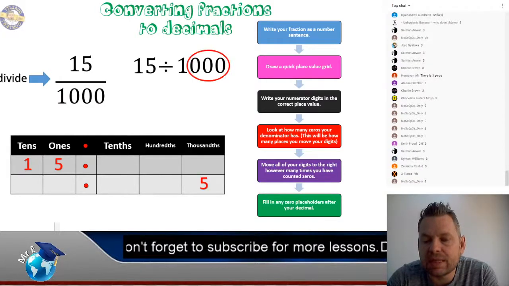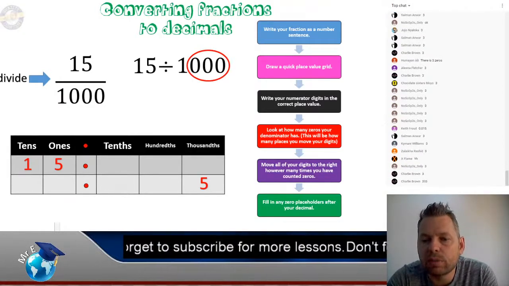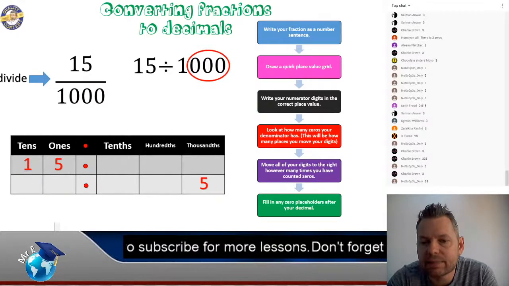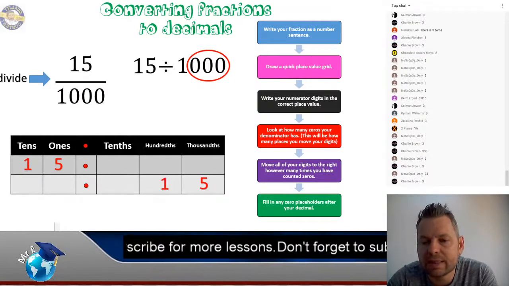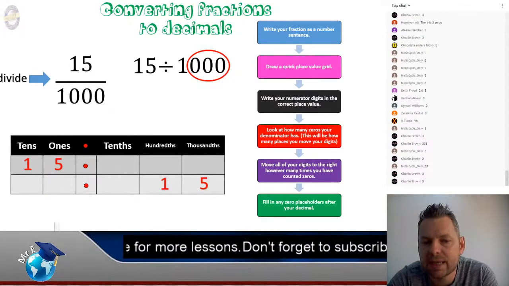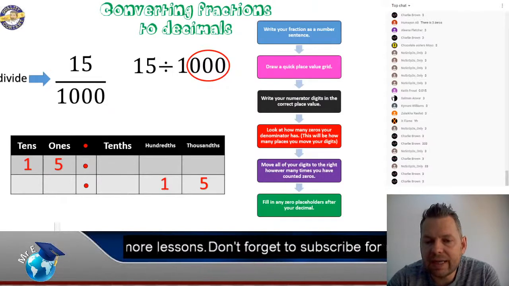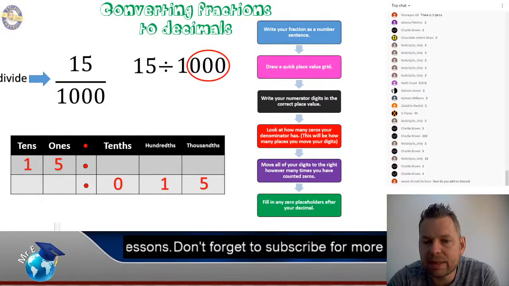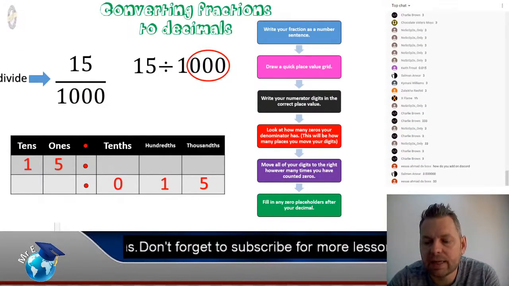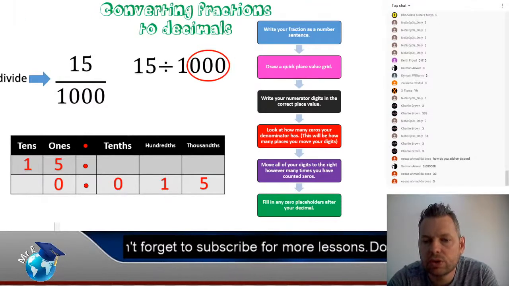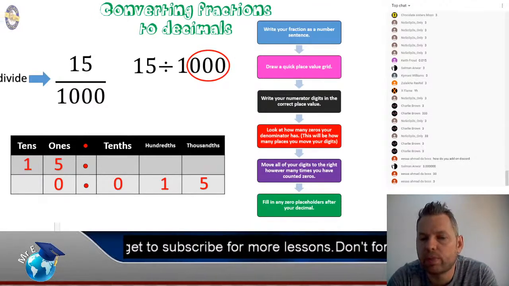Yep, so we're going to look at the zeros, and we see there's 3 zeros in. We're going to move it 3 places to the right. My 5 goes 3 places. My 1 goes 3 places. I need to make sure I have a tenths placeholder, 0 placeholder, and I have a 0 in my ones column, just for best practice.